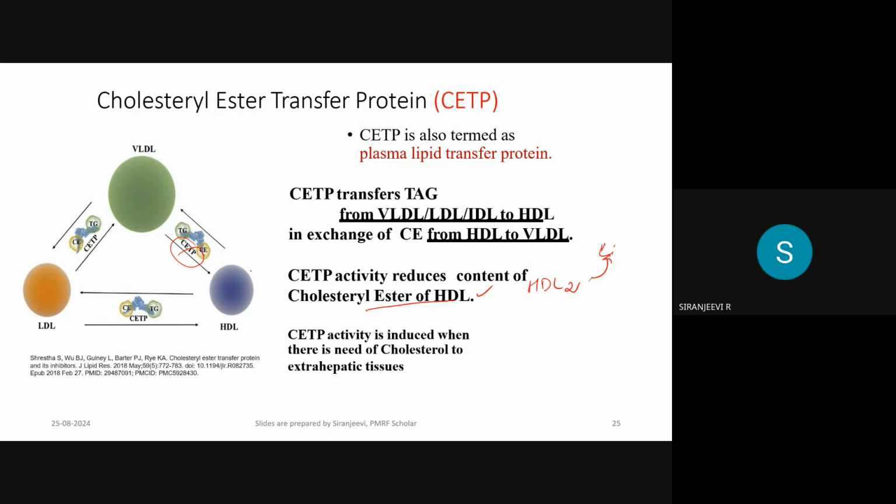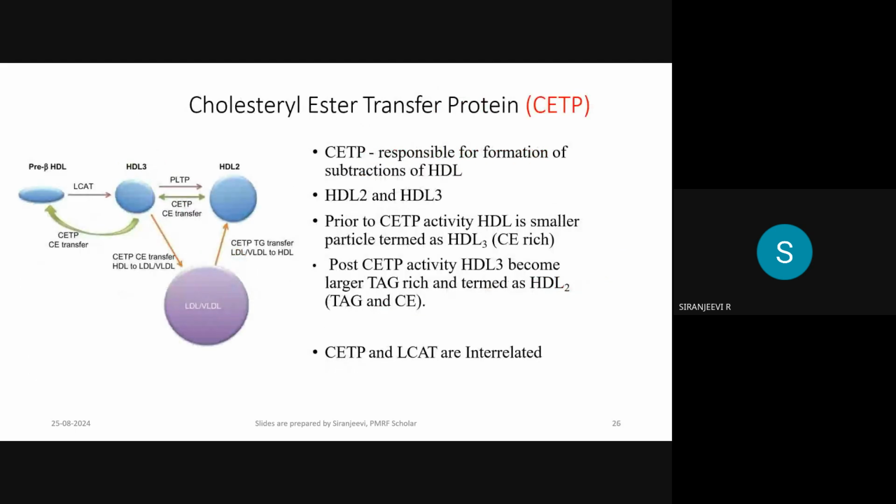If you see here from the HDL, cholesterol esters are transferred to the VLDL, but the triacylglycerols are transferred from the VLDL to here. The same LDL will share the triacylglycerol this side, and the cholesterol esters this side, by the cholesterol ester transfer protein. The same is done between the LDL as well as the VLDL. And this is the overall form.